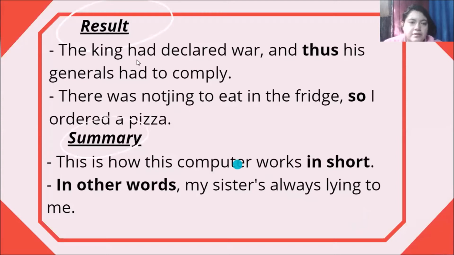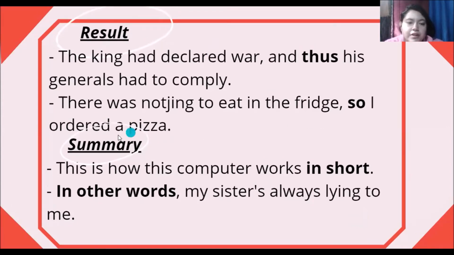And this is another example, the result. Here we have the king had declared war and thus his generals had to comply, and there was nothing to eat in the fridge, so I ordered a pizza. And summary: this is how this computer works, in short. And finally, in other words, my sister always liked.